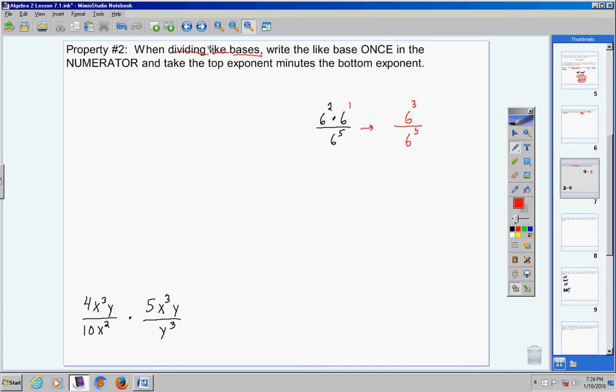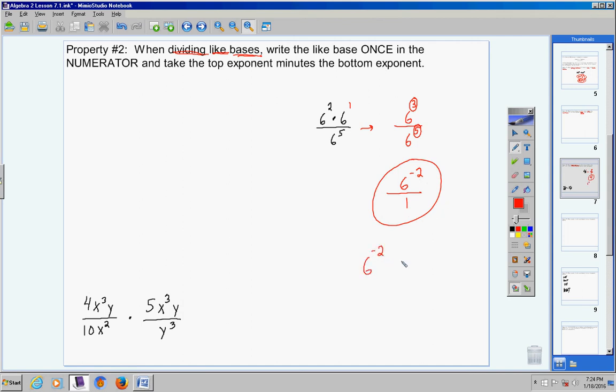What do you do when you're dividing like bases? I have a base of 6 and a base of 6. Well, you write the like base once in the numerator. So my like base is 6, write it in the numerator, and then you take the top exponent, 3, minus the bottom exponent, 5. 3 minus 5. Now there's nothing left in the denominator, so we're going to put a 1 here. That's a fine answer. Or you can put 6 to the negative 2.